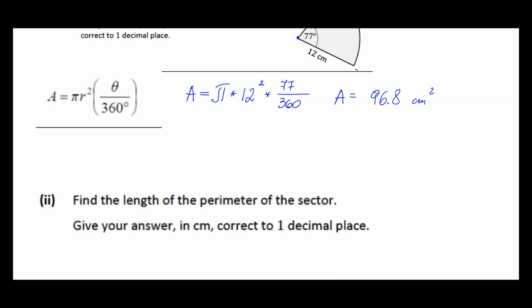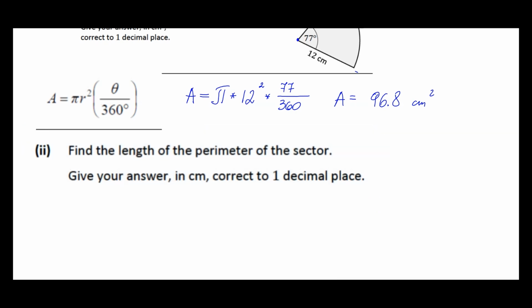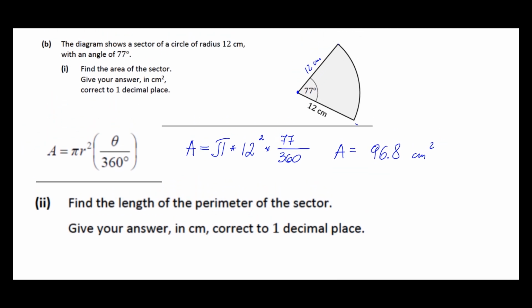Centimeters squared. Okay, and then the next part of the question is saying find the length of the perimeter of the sector. So if I am looking for the perimeter, that means what? I am looking for this length and this length and this length. So I have those two. I know it is 12 and I know it is 12. But what about this length?